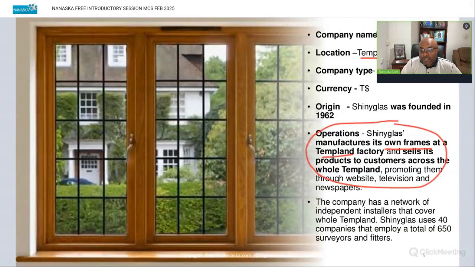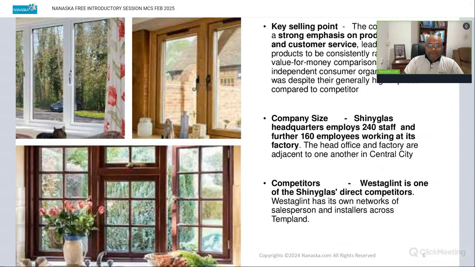So what kind of products do we sell? We sell products like this. What do I mean by products like this? We sell products like doors and windows in the market.